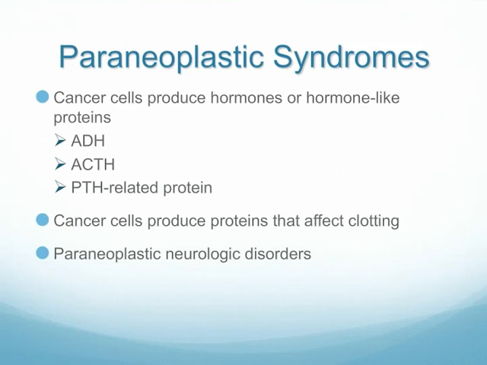So paraneoplastic syndromes are syndromes where the cancer cells will produce hormones or hormone-like proteins such as ADH, parathyroid hormone. So those kinds of things are produced by the cancer cells. So it looks like, for example, that too much ADH is being produced by the pituitary, and the patient's developing an SIADH kind of situation, where in fact it's the tumor that's causing this and not a problem with our neurologic function or our neurologic status. They can also produce proteins that will affect our clotting.